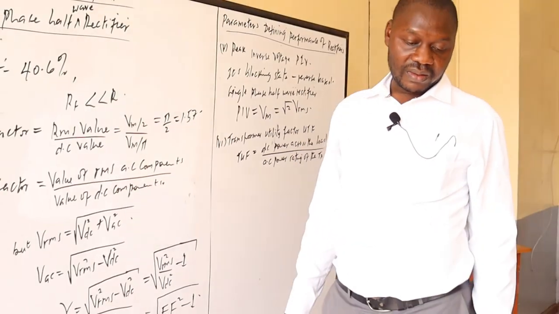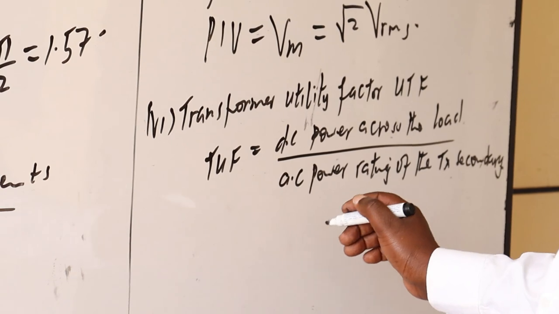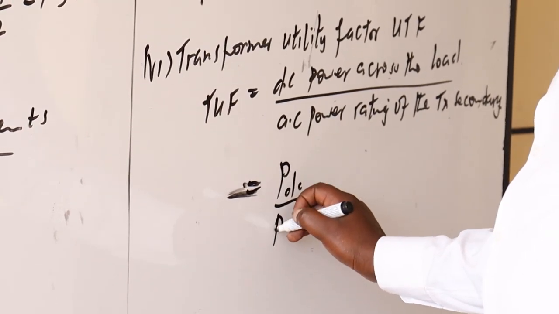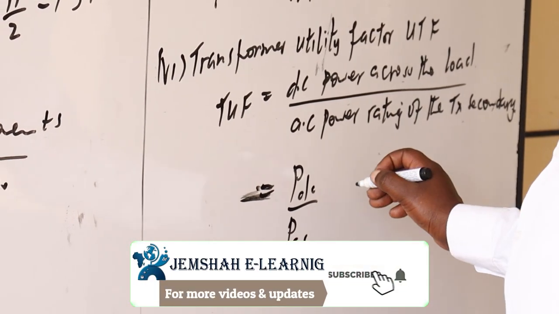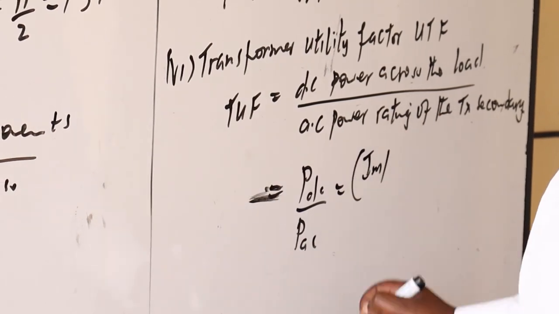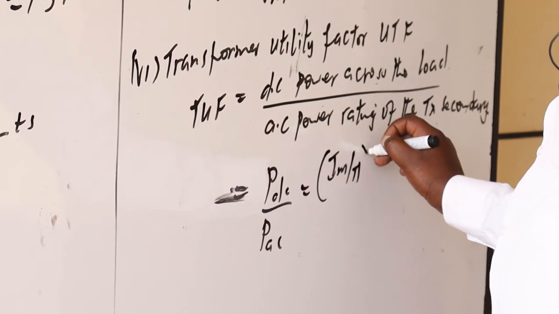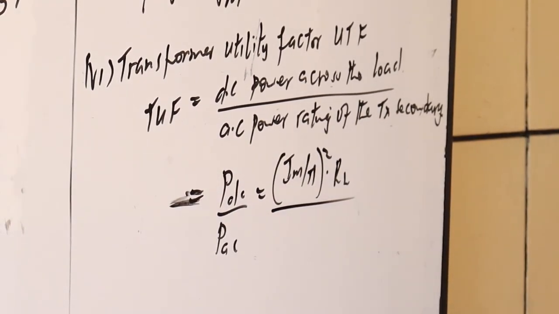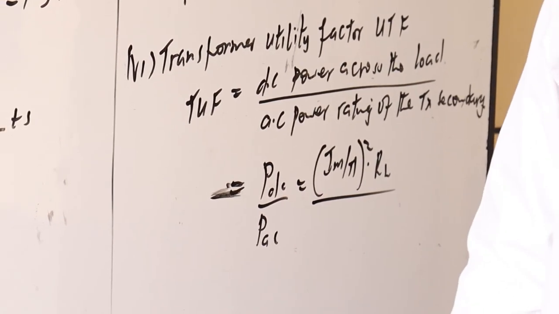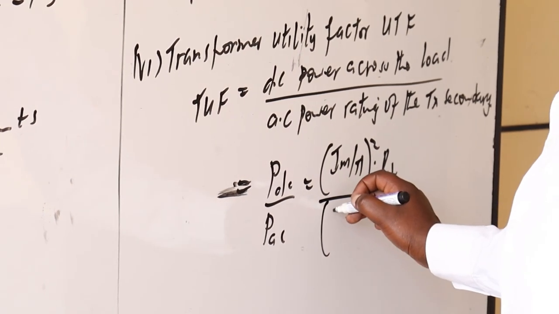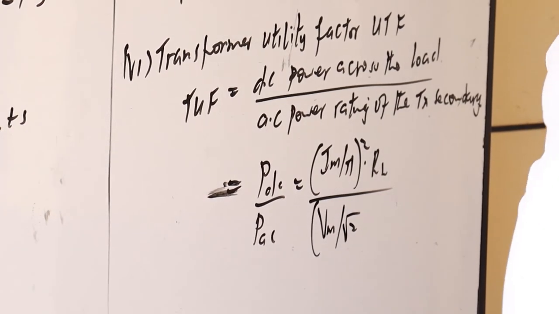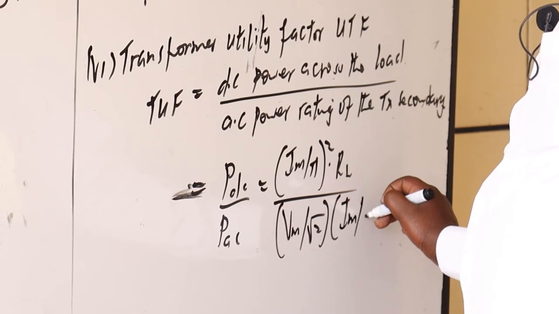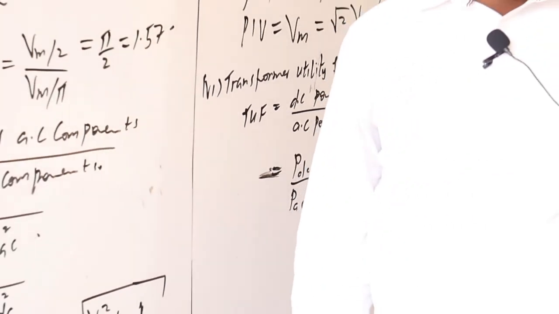So we have PDC over PAC. In terms of current, PDC is IM squared over pi squared times the load resistance, RL. Then PAC is VM over root 2 multiplied by IM over 2.